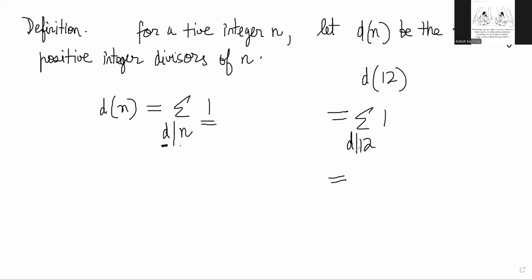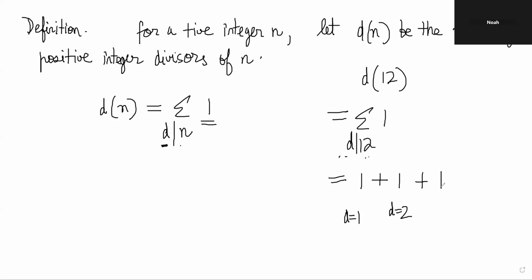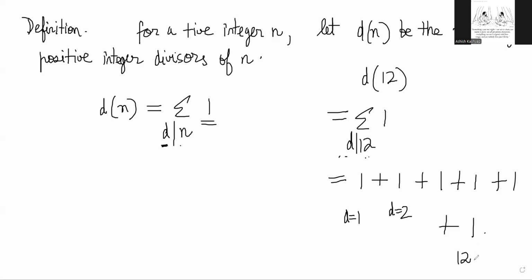When you check, 1 divides 12, so 1 comes for d is equal to 1, plus 2 divides 12, so again 1 comes for that, right? And then 3 also divides 12, so 1 for that. 4 also divides 12, 6 also divides 12, and finally 12 also divides 12. Correct? So this summation will give us 6 now, right?